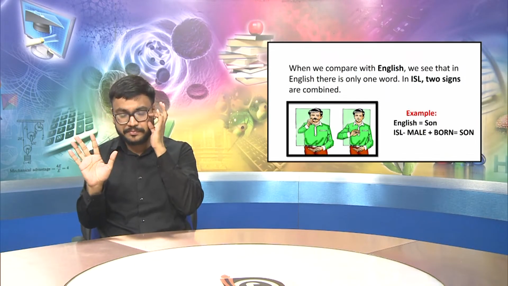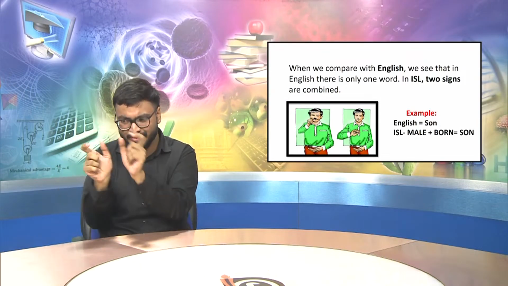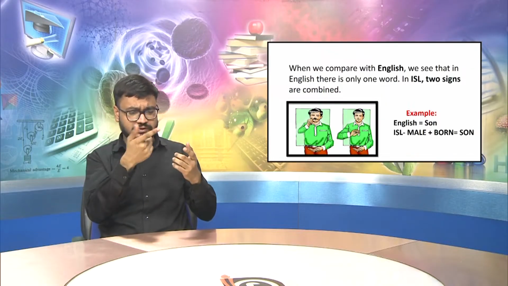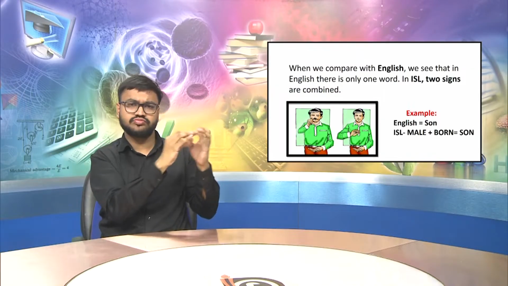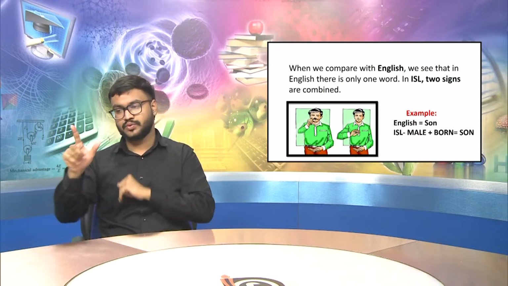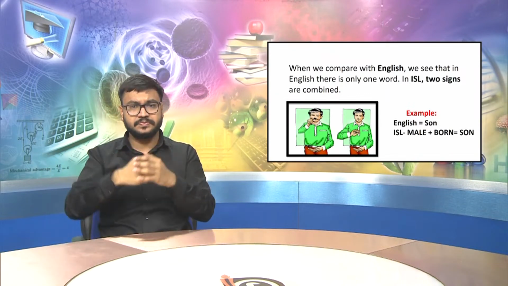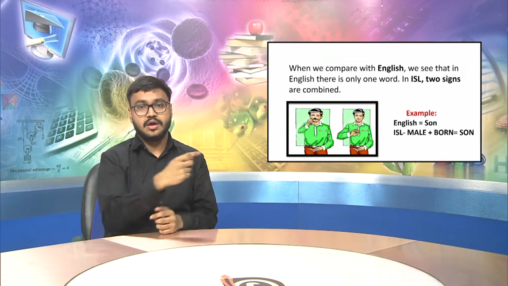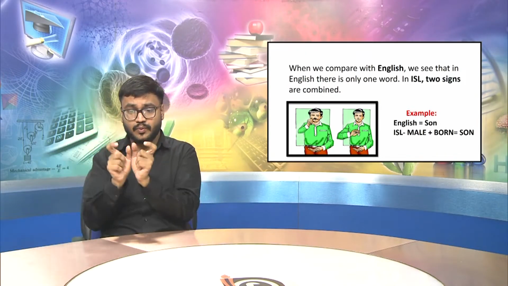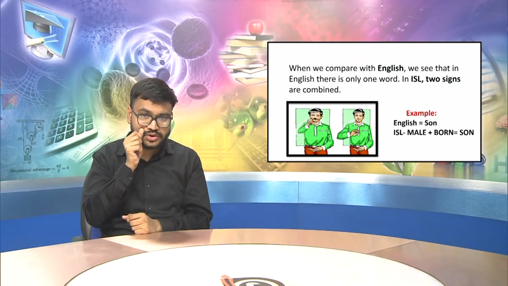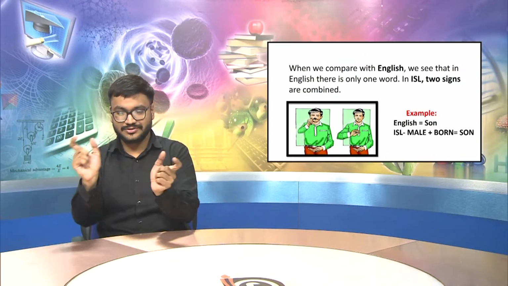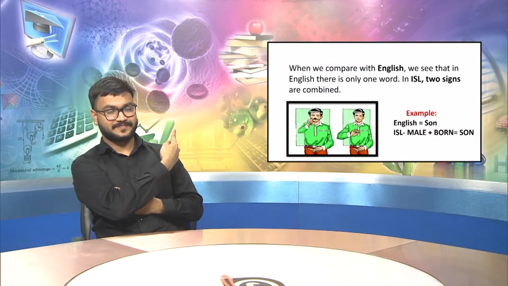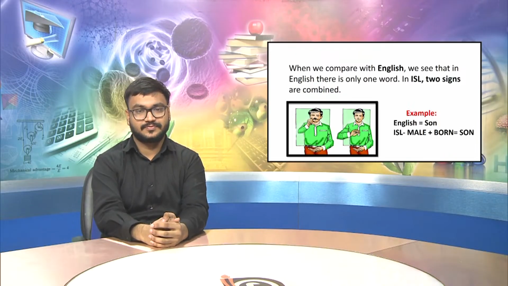When we compare with English, we see that in English there is only one word, but in ISL two signs are combined to make the new word. For example, sun. In English, there is only one word to depict the sun, but in ISL it has two specific words which have specific meanings to create the new word.